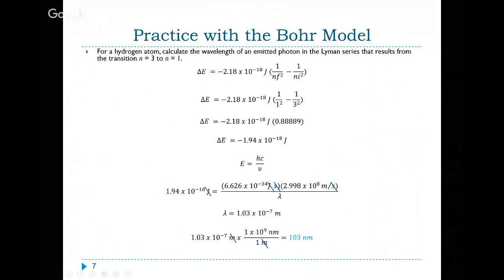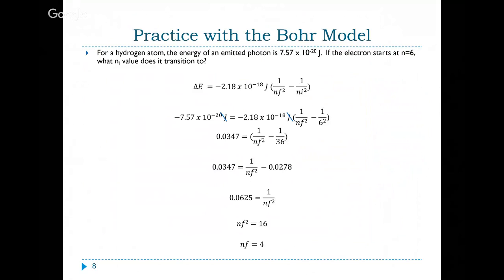So to solve for wavelength, I'm multiplying Planck's constant times the speed of light and then dividing by the energy. So that's how I get to 1.03 times 10 to the negative 7th meters. If we convert that into nanometers, we see that is 103 nanometers, and that is in the UV range of the spectrum of light.